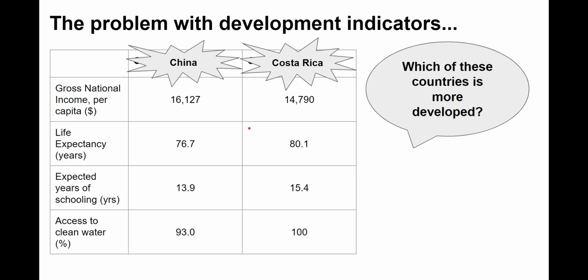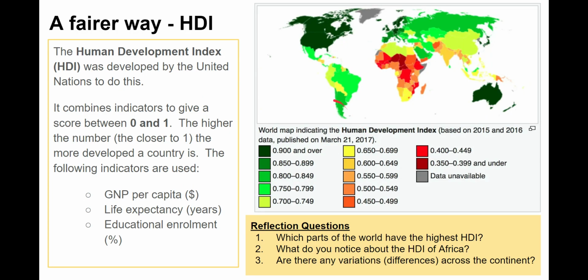Now, geographers have recognised this problem and they have come up with something to help with that problem. And what this is, is a new development indicator, a relatively new development indicator. It was developed in 1990 by the United Nations. And the new development indicator they use is called the Human Development Index. And this is now the most common way to judge the level of development within a country.